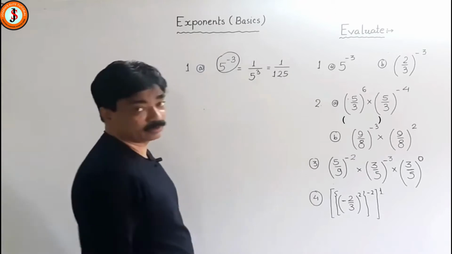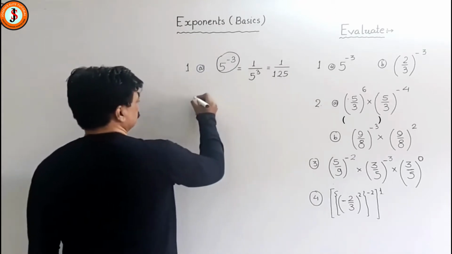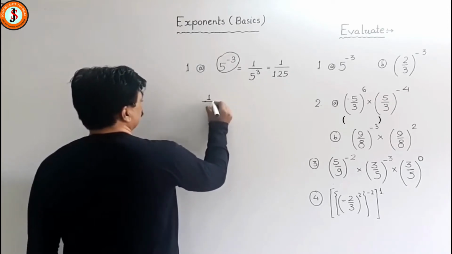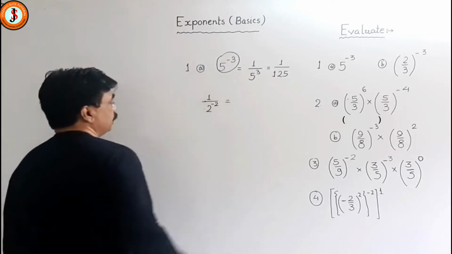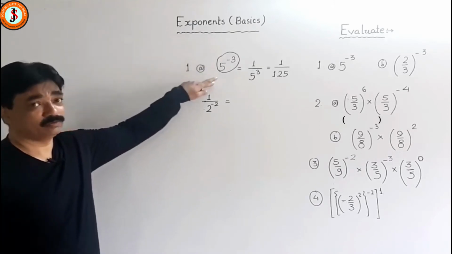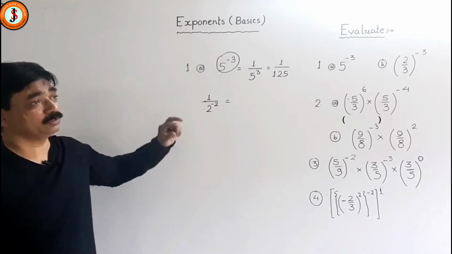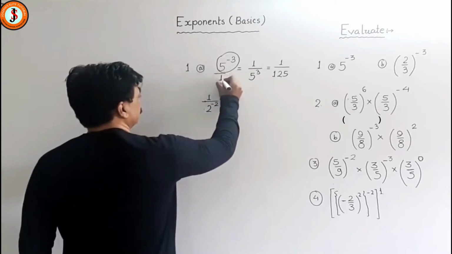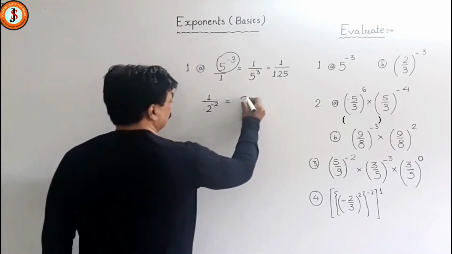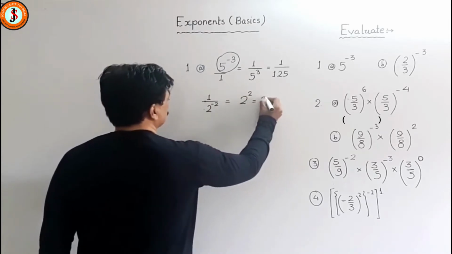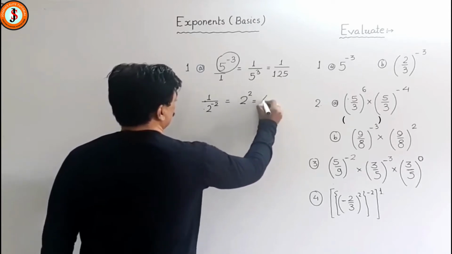Suppose the question is 1 by 2 to the power minus 2. How will I evaluate this? Always, if it is on the first floor, bring it to the ground floor, and if it is on the ground floor, take it up. That means if it is in the numerator, it should go to the denominator, and vice versa. So here this will go up, 1 will stay, 1 into 2, and the power will now be positive. So this will be 2 square, that is 4.